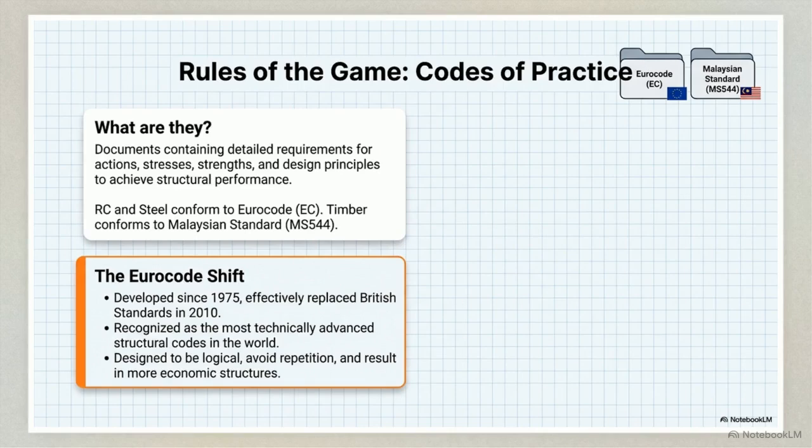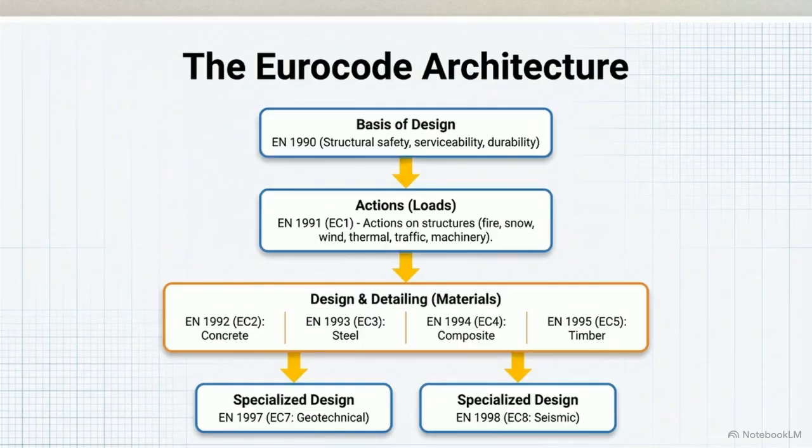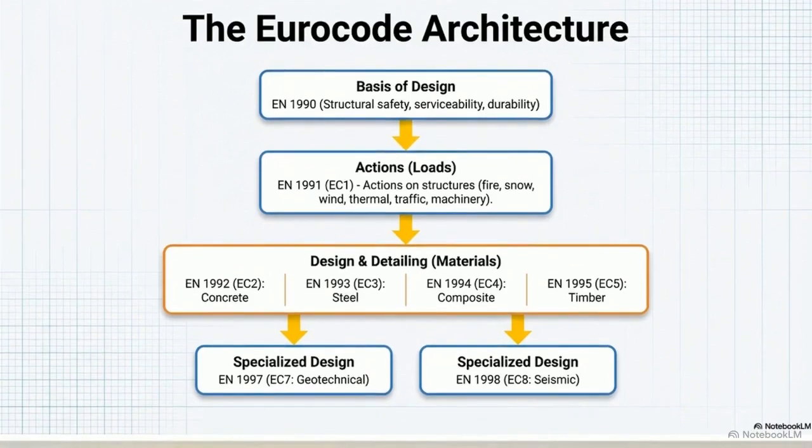In 2010, the industry shifted from legacy British standards to the Eurocode, recognized as the world's most technically advanced structural code. This flowchart illustrates the Eurocode's modular architecture. Engineers start at the top with EN 1990 for baseline safety and durability rules. They calculate environmental loads using EN 1991, then drop down to specific material design codes like EN 1992 for concrete.